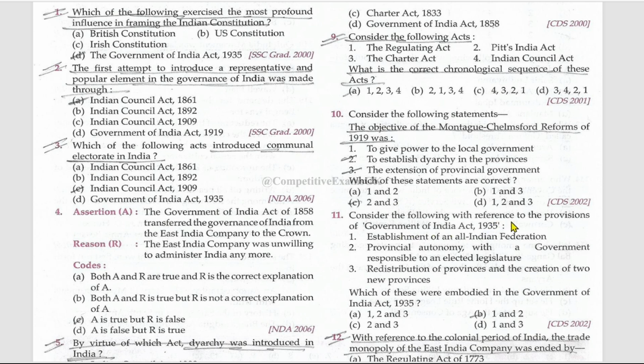Consider the following with reference to the provisions of Government of India Act 1935. Which of these three are embodied in the Government of India Act 1935? Establishment of an All India Federation through provincial autonomy with a government responsible to an elected legislature. This is also true. Redistribution of provinces and the creation of two new provinces. No.